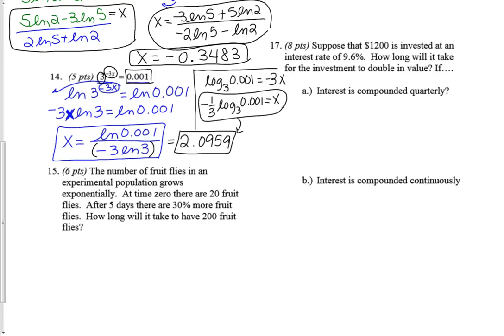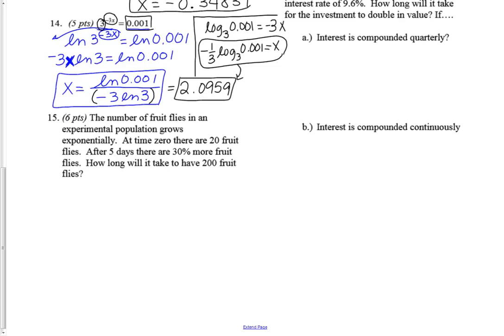In number 15, we have the number of fruit flies in an experimental population grows exponentially. At time 0, there are 20 fruit flies. After 5 days, there are 30% more fruit flies. How long will it take to have 200 fruit flies? There's more than one way to do this problem, but the way I would see it is using our formula: the amount you have at the end is the amount you have at the beginning times the rate, and then you look at how many times this process repeats, and that's your exponent.